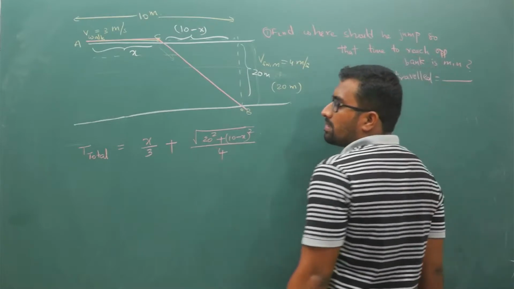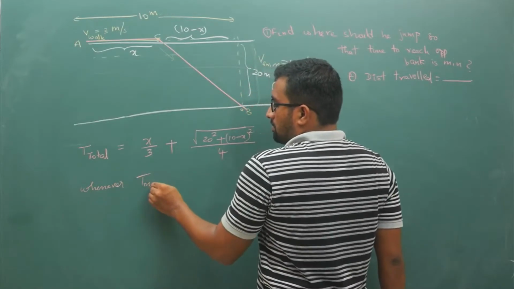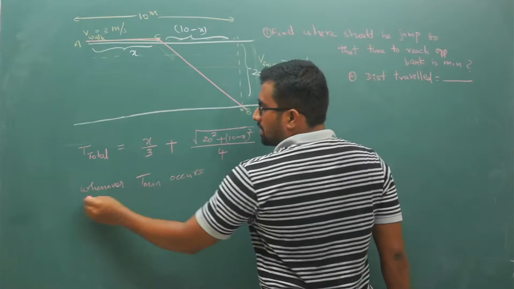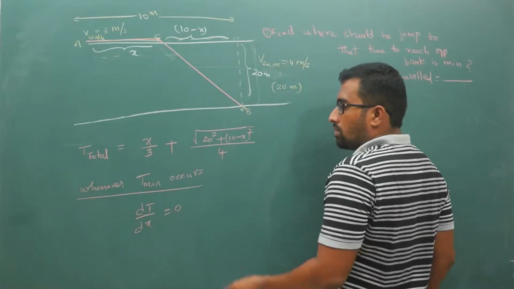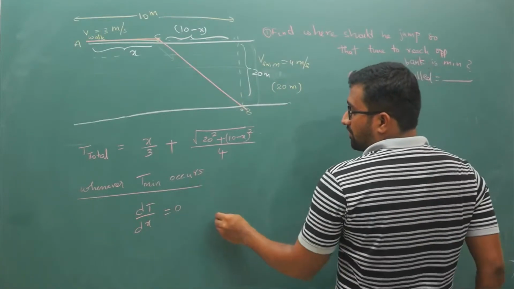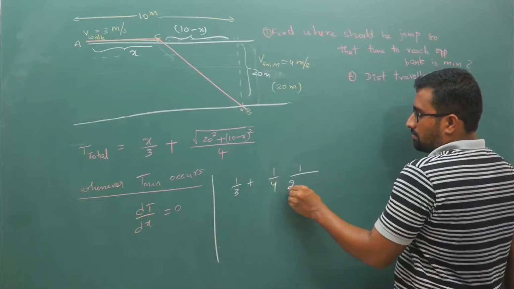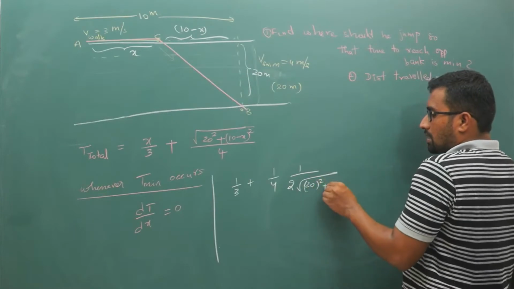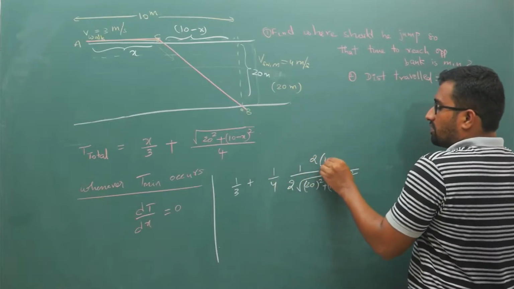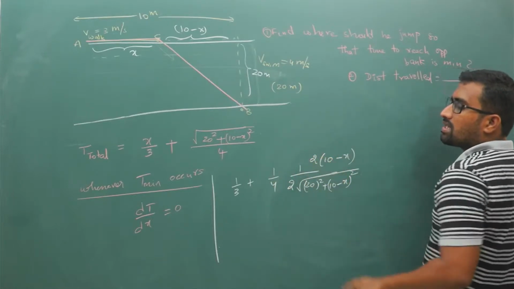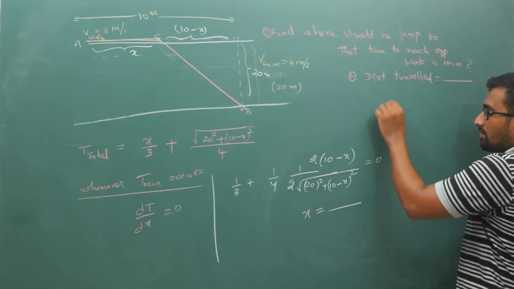Now for time to be minimum, whenever minimum time t minimum occurs, dt by dx is equal to 0. So according to that logic, the derivative of x by 3 is 1 by 3, plus 1 by 4 times 1 by 2 root of 20 square plus 10 minus x whole square, times 2 times 10 minus x. If you do not know how to take derivative, watch my derivatives video. This must be equal to 0. From this, solve the value of x.